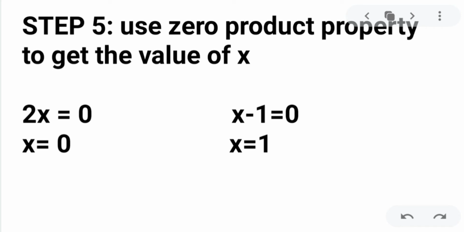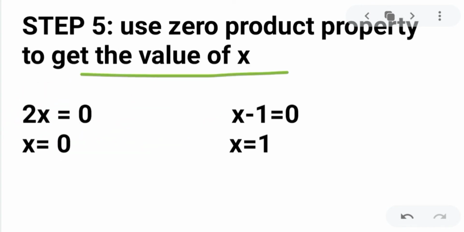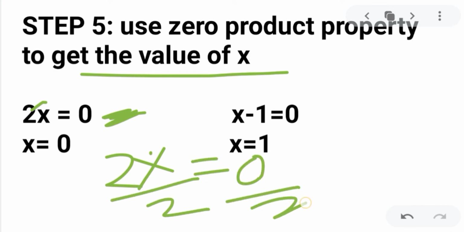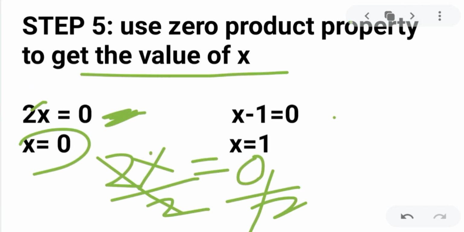Then let us have step 5. Use the zero product property to get the value of x. We have to equate these factors to 0. So 2x equals 0. Then over 2, so x equals 0. Now for the factor x minus 1, equate that to 0: x minus 1 equals 0. Then transpose, that will become x equals 1. So therefore, the values of x are 0 and 1.